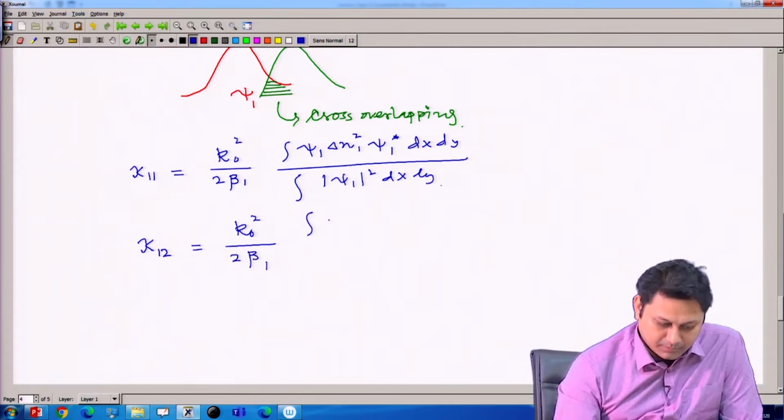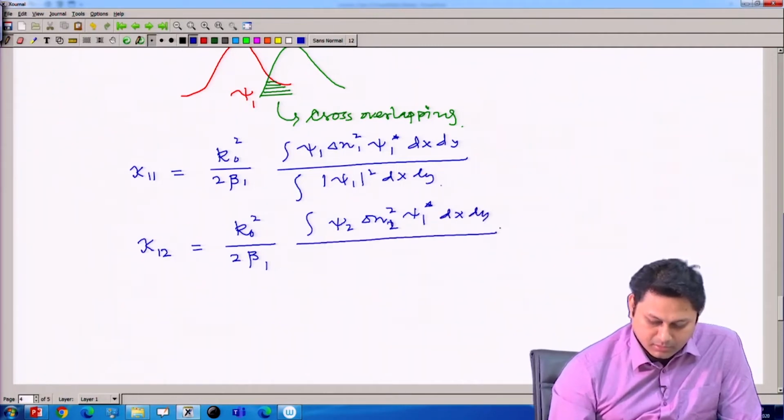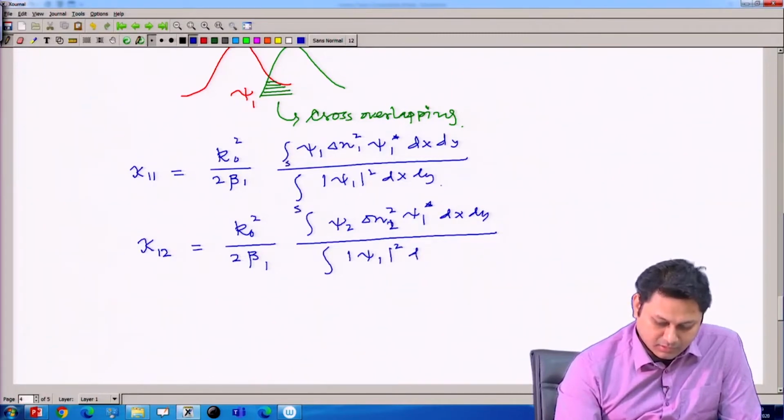Which is psi 2 delta n 1 delta n 2 square psi 1 star dx dy, divided by the usual self coupling term over some surface.